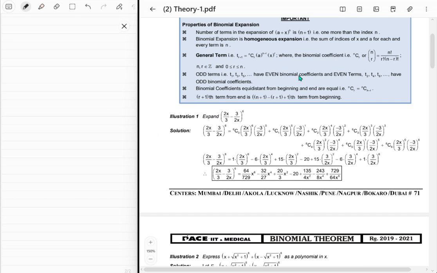Odd terms have even binomial coefficients and even terms have odd binomial coefficients. What do you mean by that? What do they mean by even binomial coefficients? Do they mean the binomial coefficient's value is even or that the r value is even? Which is probably what they mean, because it's not necessary that it will be even all the time, is it? Actually, it is.